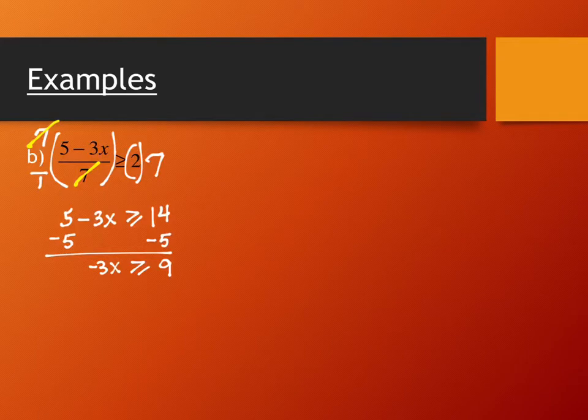And here's the caveat. You're right. So our next step is to divide by negative 3, right? Anytime that we multiply or divide by a negative number, the direction of the inequality changes. So this is not greater than or equal to any longer. It is less than or equal to.